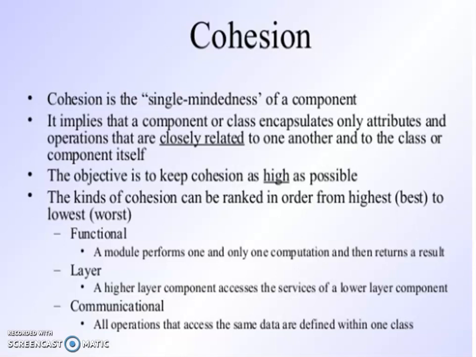The kinds of cohesion can be ranked in order from highest to lowest. First one is functional. A module performs one and only one computation and then returns the result of that computation. Second is layered. A higher layer component accesses the services of a lower layer component. Next is communicational. Here all operations that access the same data are defined within one class.